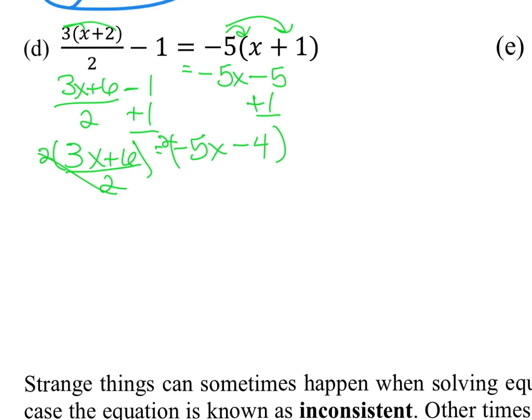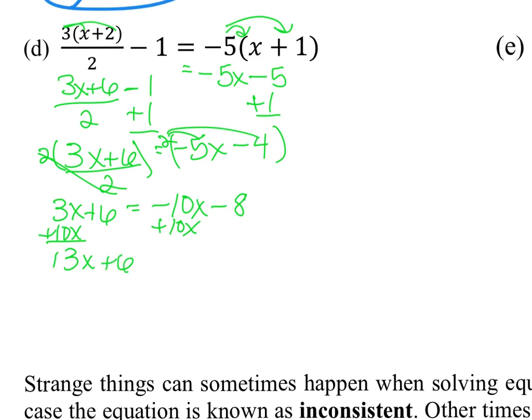Okay, so that's going to give me 3x plus 6, and remember the 2 needs to get distributed. So that's going to give me a negative 10x minus 8. I'm going to add 10x, add 10x. Now I'm going to subtract 6 from both sides. 13x equals negative 14. Don't panic if you're realizing that the 13 is not going to go into the 14.